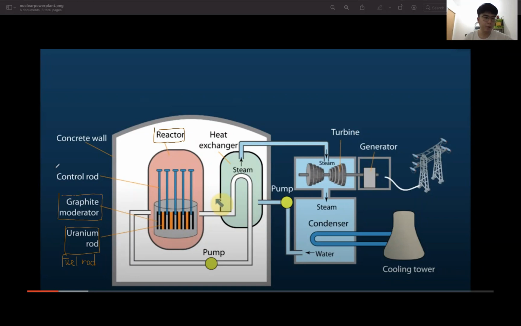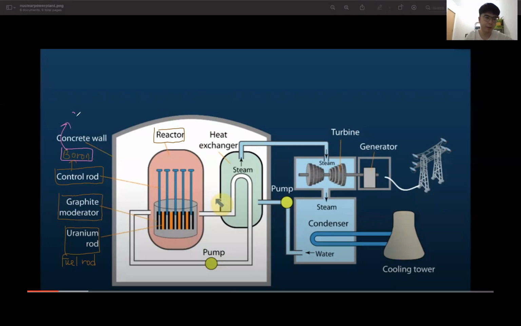Now, we have the control rod. What does the control rod do? The control rod is made of boron. Boron is like a black powder, something like this. But here it is solid, at room temperature it is solid. They use boron to make the control rod. So why boron? Because boron is able to absorb neutrons.